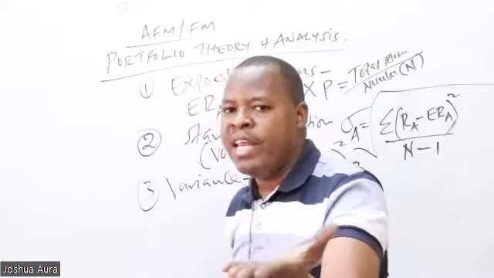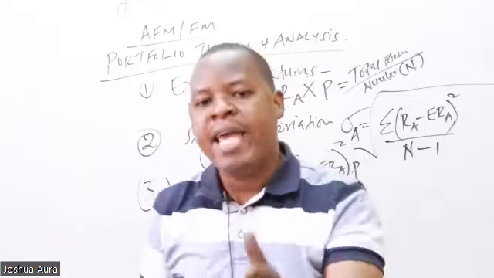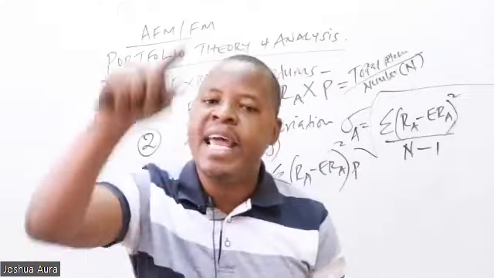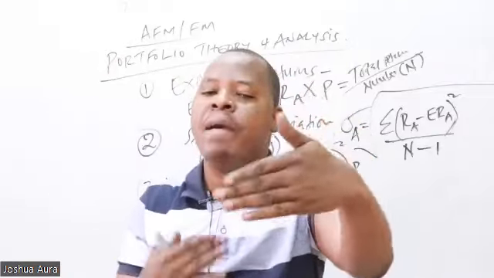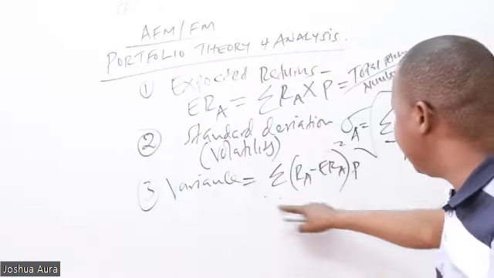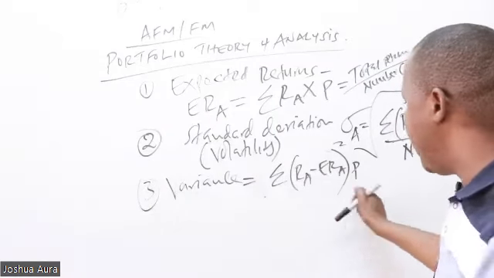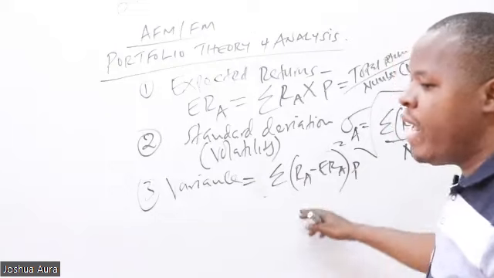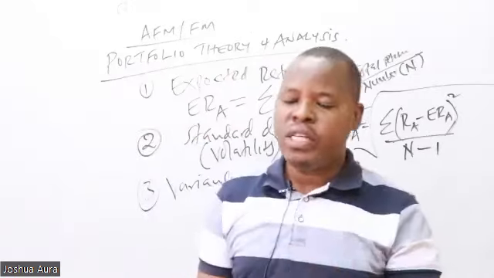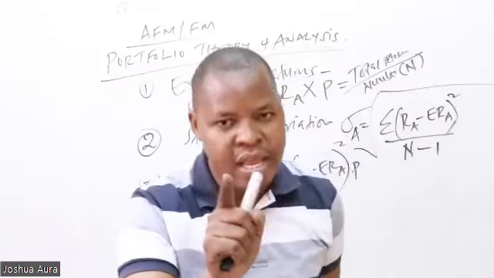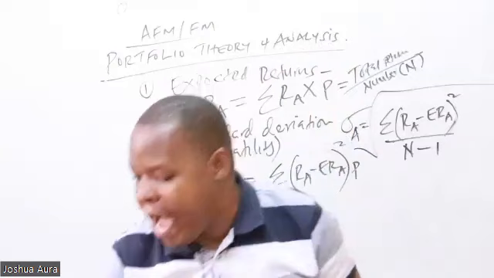And when not given probabilities, you divide by n minus 1. N is the number of the returns, the number of the periods. Now, this is the variance. Also, when not given the probability, you do the same: you divide by n minus 1. So this is item number 3 to know, so that you can be able to answer questions in portfolio theory and analysis.